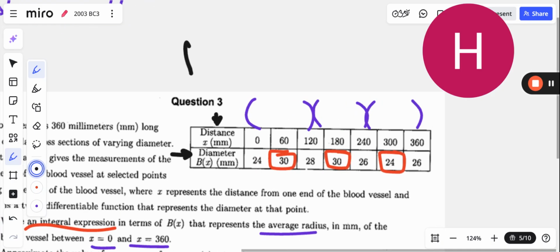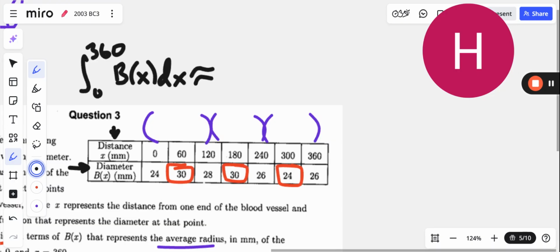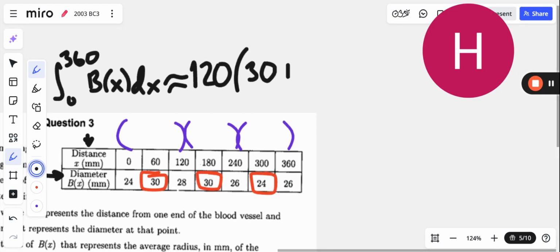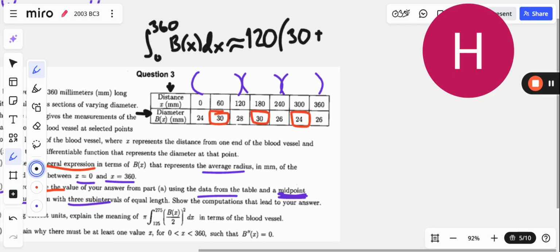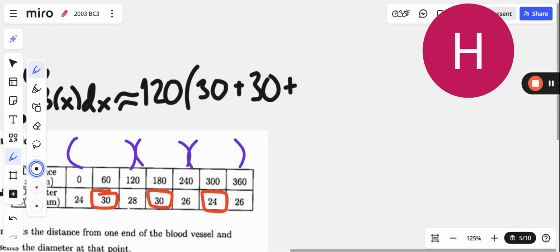So we're going to say that the integral from 0 to 360 of b of x, just the integral portion, that's the part that I'm approximating with rectangles, is nearly, let's see, these all have a width of 120, and then I can simply add the diameters. But again, we're looking for the average radius, so I'm going to have to take this integral and then plug it into that average value formula, and it's also multiplied by 1/2 because we want the average radius here. Okay, I'm stalling. So this is 84.